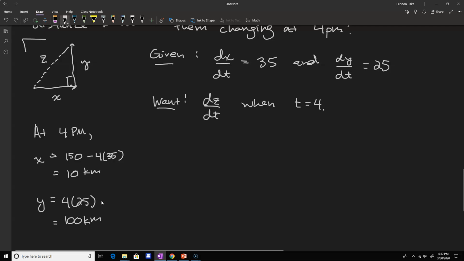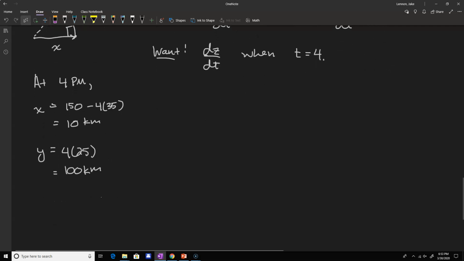And then our final distance, Z, well, we have a right triangle, so we can use those two components and the Pythagorean theorem to figure that out. So Z squared is going to be 10 squared plus 100 squared. So Z will just be the square root of 10,100, which, if we approximate that with a decimal, is 100.5 kilometers.